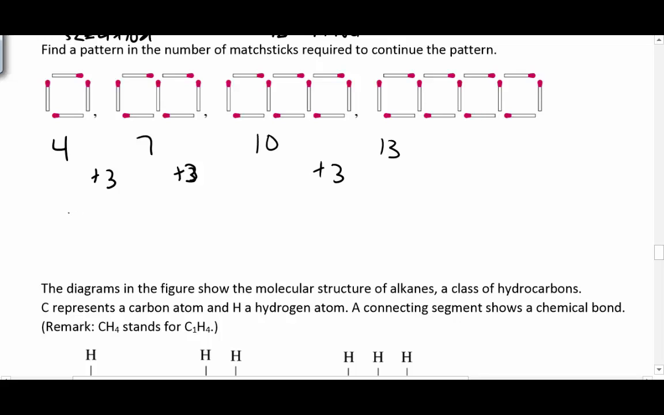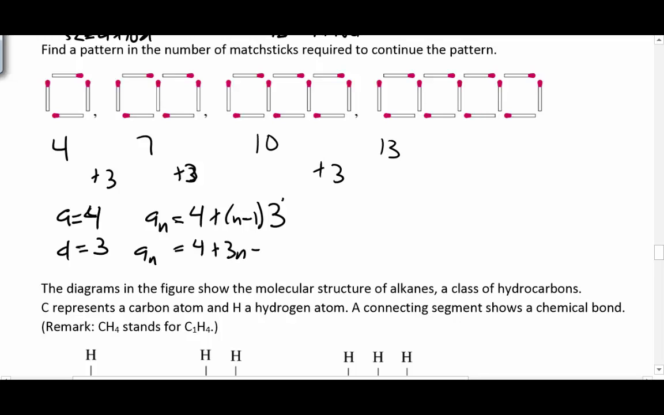We're looking at an arithmetic sequence where the first number is 4, and that common difference is 3. So, write that out: 4 plus n minus 1 times 3. Alright, so 4 plus 3n minus 3, and I can combine like terms, so that would be 3n plus 1. So you tell me what pattern in this matchstick we have, I can tell you what the required pattern is.